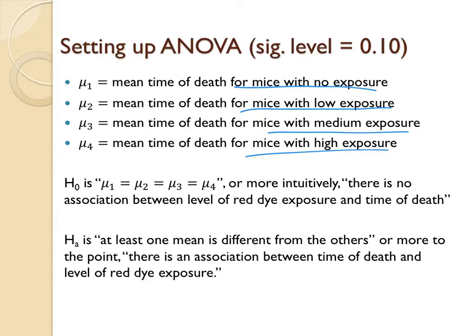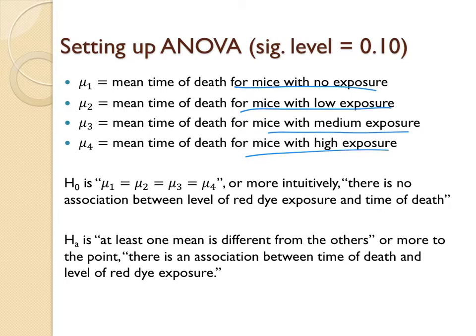So our null hypothesis is that the means are all the same. So mu1, mu2, mu3, mu4 are all the same. So if that were true, that would mean that which group you were in, the level of exposure, has absolutely nothing to do with how long you live. In other words, there's no association at all between which group you're in and how long you live. So the null hypothesis is always the statement that there's no association between the variables.